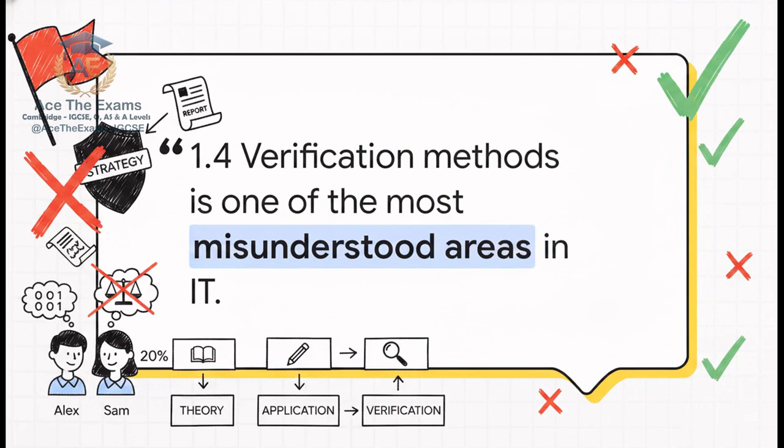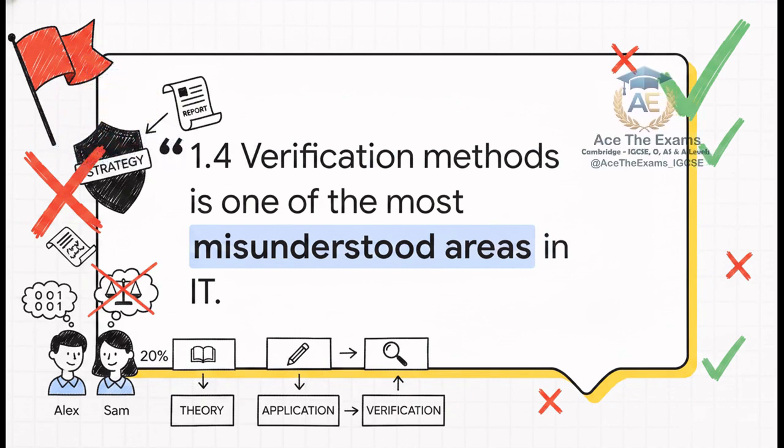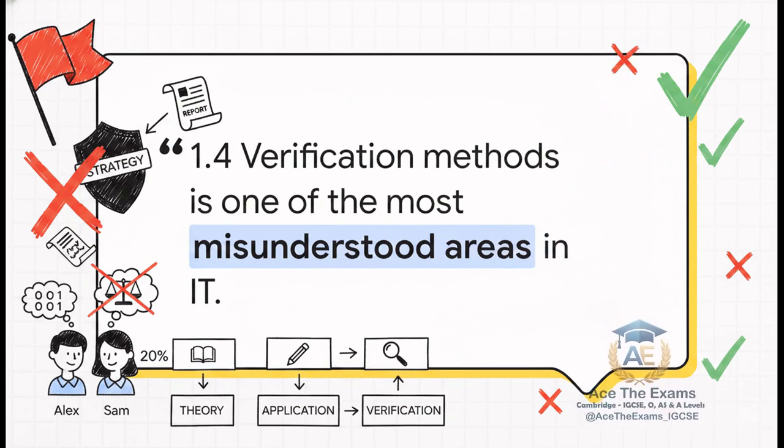Let's start with this massive warning right from the examiners themselves. This highlights exactly why we need to build a bulletproof exam strategy today. Listen to this. Examiners report that 1.4 verification methods is one of the most misunderstood areas in information technology. This isn't just some casual observation thrown into a document. It is a recurring, glaring red flag in the Cambridge Principal Examiner reports year after year.